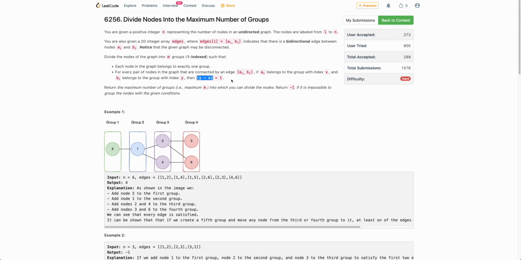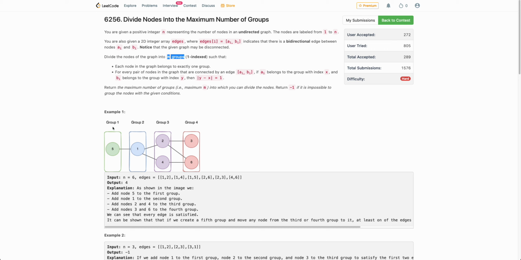If these two conditions are satisfied, then whatever groups you have formed from the given graph is a valid division into m groups. Finally, you need to return the maximum number of groups that you can form. So you have to find the maximum value of m, and if no such m exists, you have to return -1. So that's the problem.